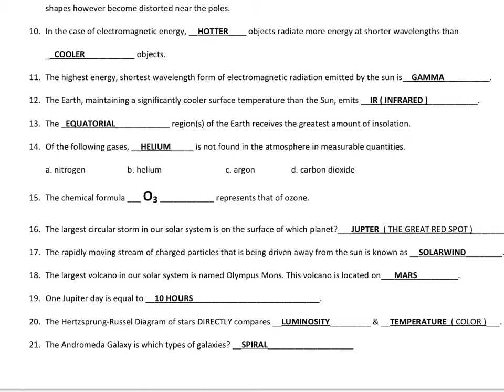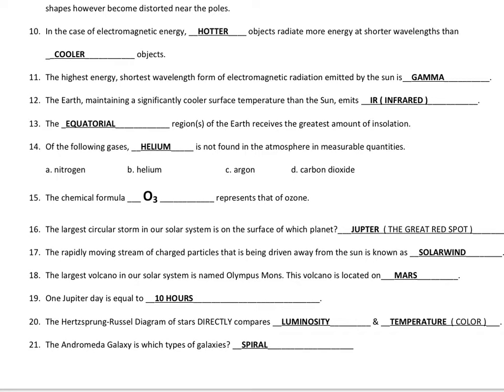The highest energy, shortest wavelength form of electromagnetic radiation emitted by the sun is gamma rays. Right? Gamma rays would be a big problem. Luckily, we have the ionosphere out there that's going to filter off and absorb a lot of that gamma radiation. Otherwise, we'd have some serious problems living here on Earth. Good. The Earth, maintaining a significantly cooler surface temperature than the sun, emits infrared radiation.